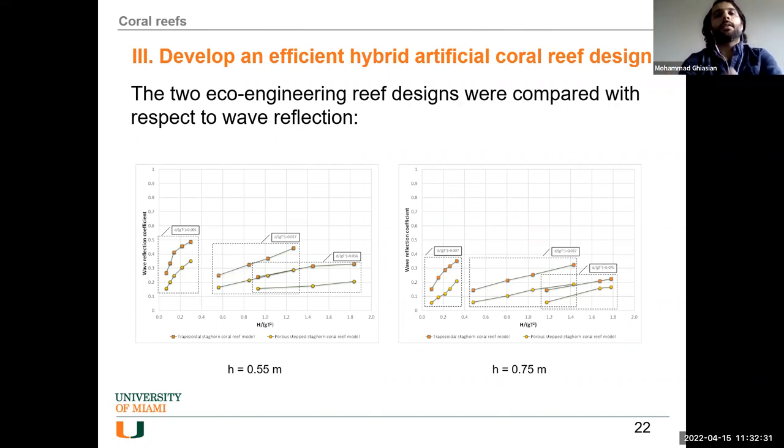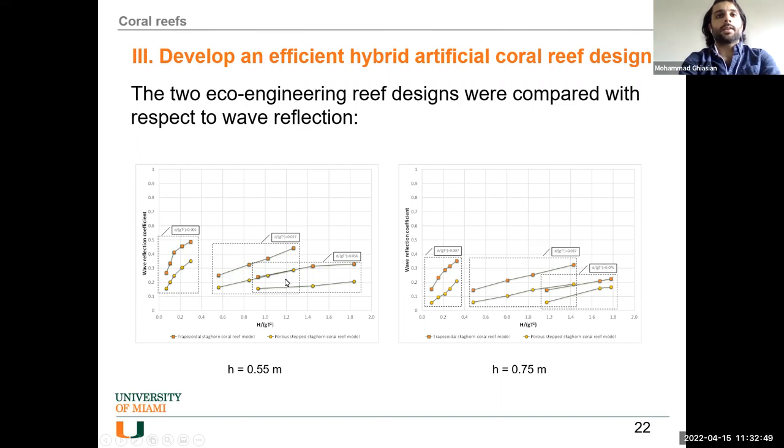causes erosion at the toe of the structure that can eventually cause collapse of the structures. Therefore, by introducing this new design into the hybrid coral reef structure, we can have less wave reflection and better performance.